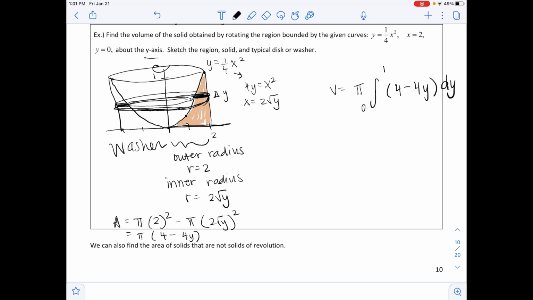And then integrating this with respect to y, we have a pi, and then we have 4y minus 2y squared, evaluated from y equals 0 to 1. So substituting in 1, we have pi times 4 minus 2, and then substituting in 0, we just get 0. And then this works out to being 2 pi.